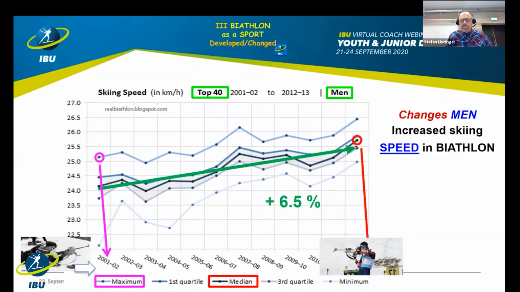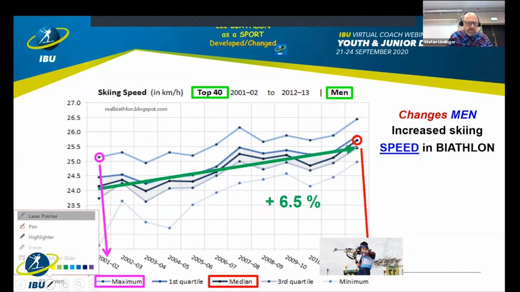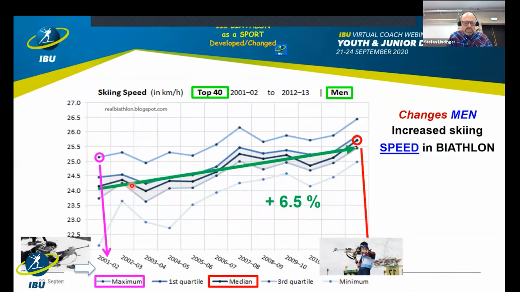If we look at men's biathlon, this is the median curve in the middle, this dark one here. Try to find the pointer. So if you see this here, this is the median curve. From 24 kilometers per hour, a little bit more in the median, up to more than 25.5. So it's a clear tendency, 6.5% overall.